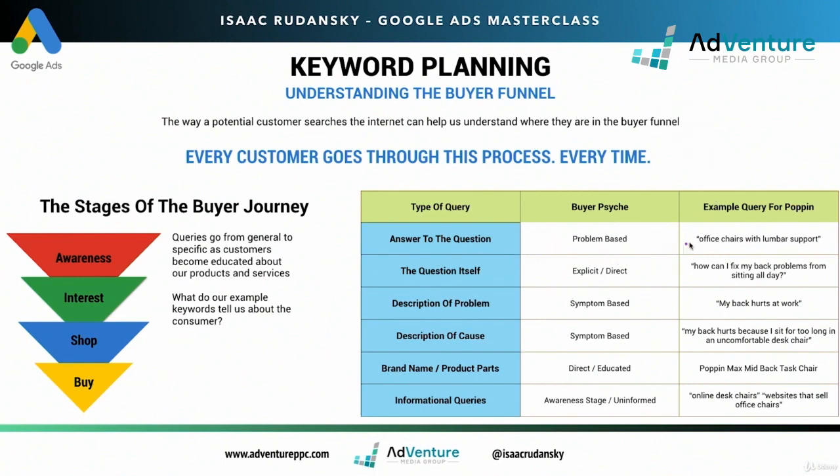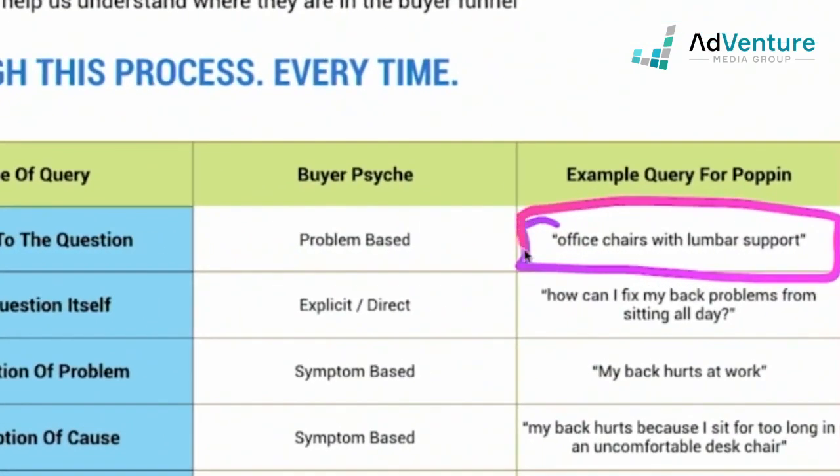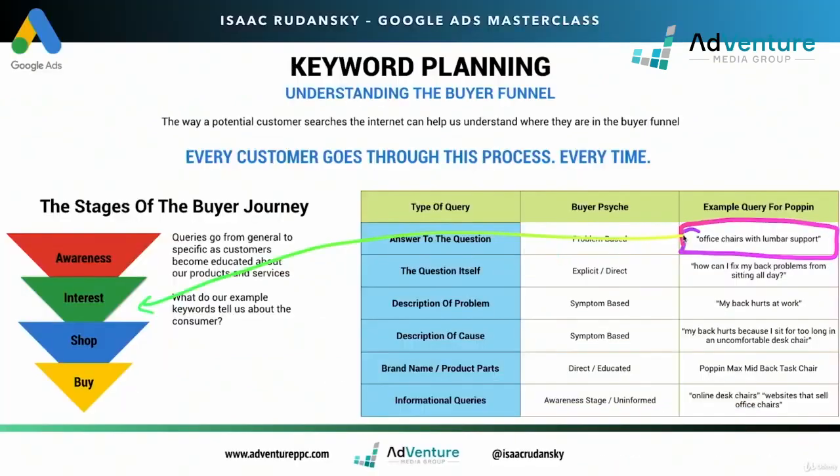So let's take a look at some of these examples that we have here. Office chairs with lumbar support. Where would you think this search query falls on the stage of the buyer's funnel? You can take a moment to think about that. I would say it either falls into the interest stage of the funnel or perhaps even into the shop stage of the funnel, where somebody is specifically looking for office chairs with a specific feature.